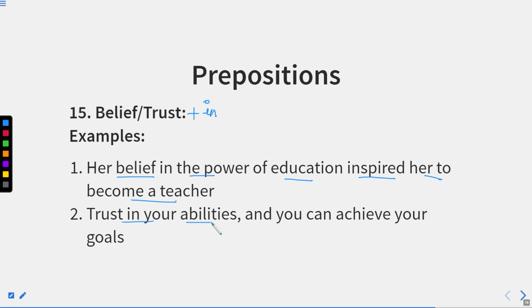Trust in your abilities and you can achieve your goals. It means if you have trust in your abilities, if you are able to trust your abilities, that you are confident of doing that particular thing, you believe in yourself, so there you are using trust in your abilities. So now let us move to the next one.